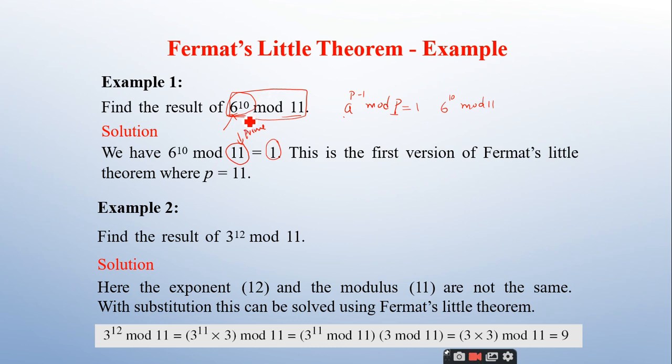This a can be an integer, any integer. For example, if I take 29 power 10 mod 11, this is also 1, nothing to do, right? Why? Because you should identify this particular 11, if it is prime, and if the entire given problem is in the formula of a power p minus 1 mod p, according to Fermat's little theorem, it is equal to 1.